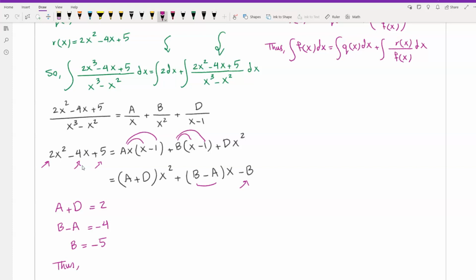So based on b equal to negative 5, use that here. On this part, we have negative 5 minus a equal to negative 4. So a is equal to negative 1. And then finding d: a is negative 1, plus d equal to 2. D is 3. So we have all these here.